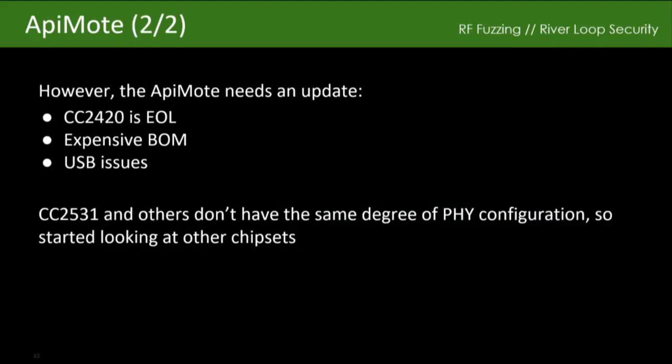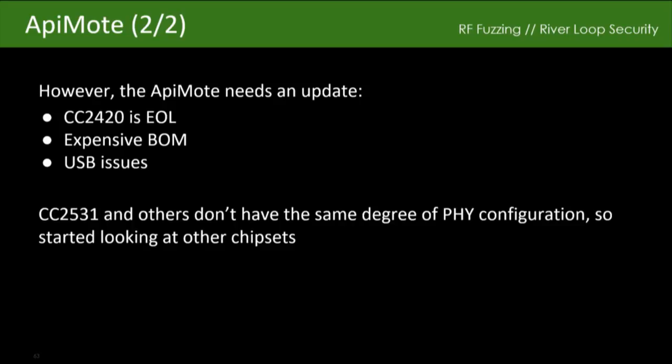However, as awesome as the API mode is, it's in need of an update and could use a little love. The CC2420 is end-of-lifed, although we have an impressive stockpile of them and we're good on that for a while. We are going to have to contend with that eventually. The bill of materials for the API mode is also pretty expensive. It has tactile switches, memory, all things designed so that you can take it, throw it over a wall and leave it, come back and pick it up after you've monitored your target. But when you're doing research on a desktop, you don't really always need those. Yes, we'd love to make that cheaper.